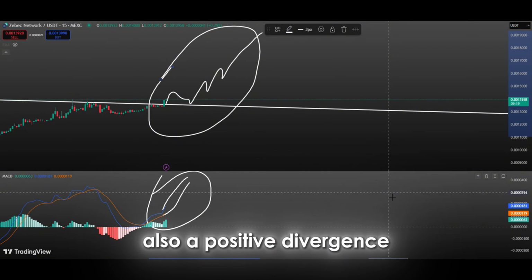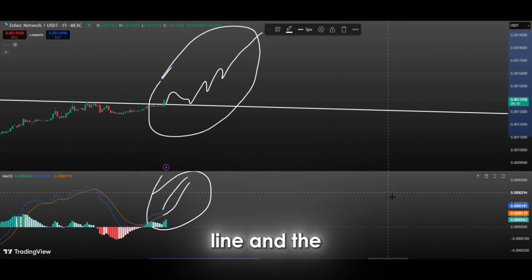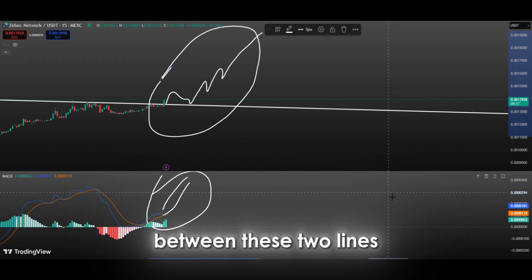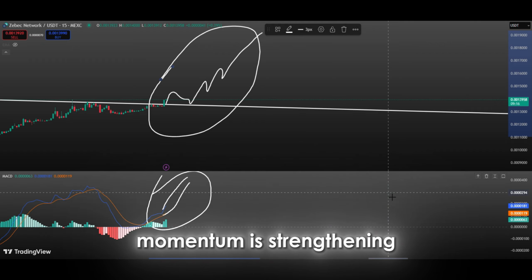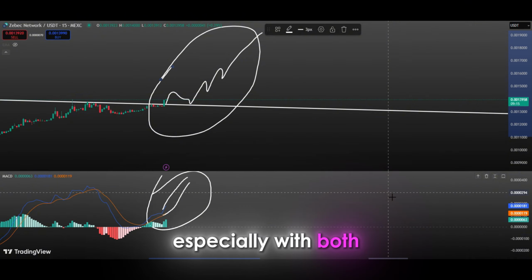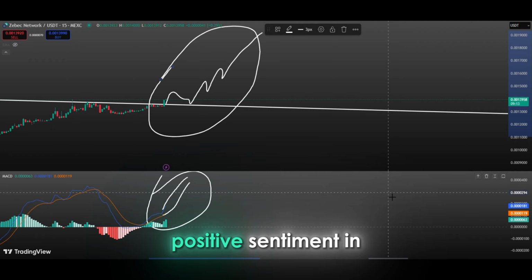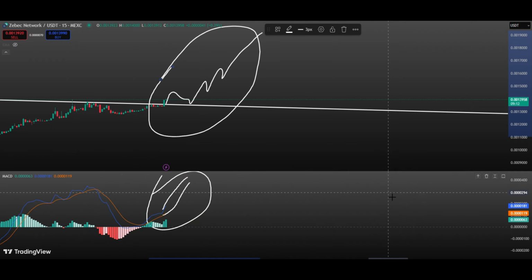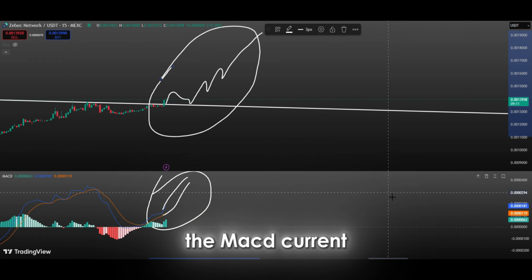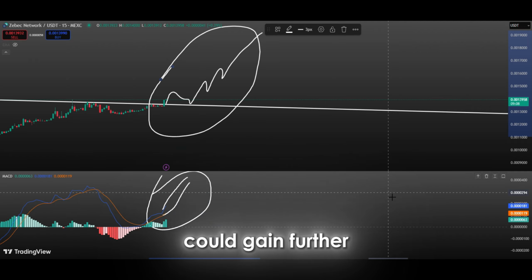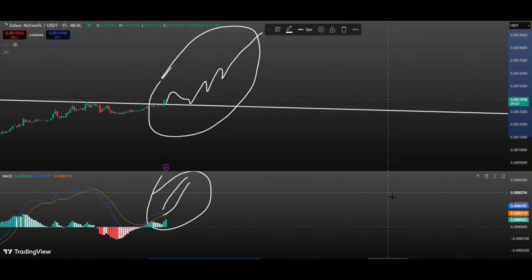Currently, there is also a positive divergence between the MACD line and the signal line. The widening gap between these two lines indicates that buying momentum is strengthening. Especially with both lines staying above the zero level, it shows that the prevailing positive sentiment in the market continues. From this perspective, the MACD's current positive structure not only confirms the present upward movement technically, but also serves as a strong signal that this uptrend could gain further momentum in the coming periods.